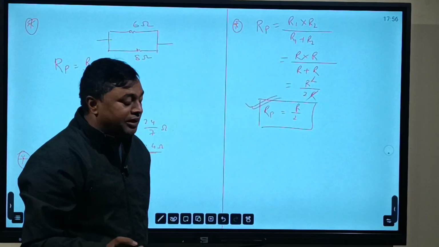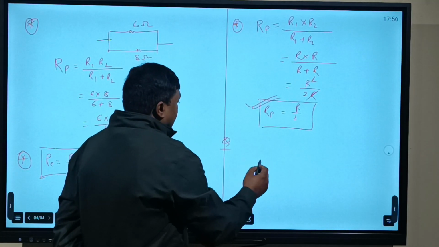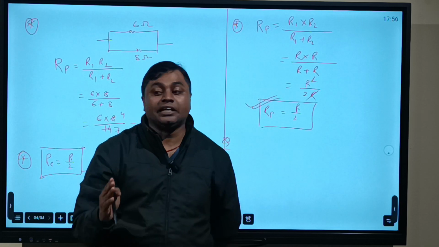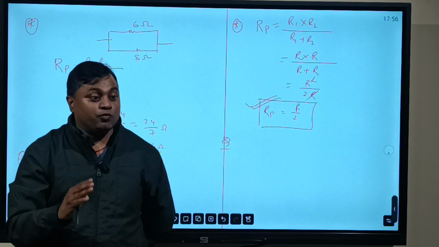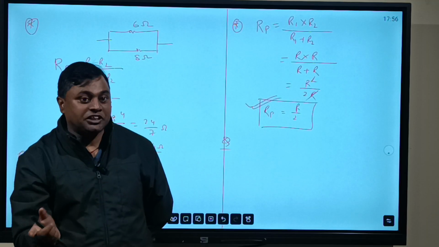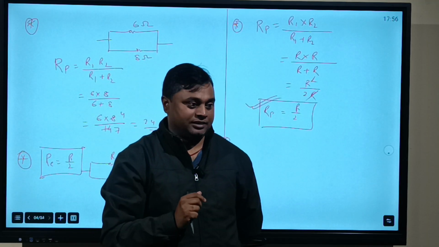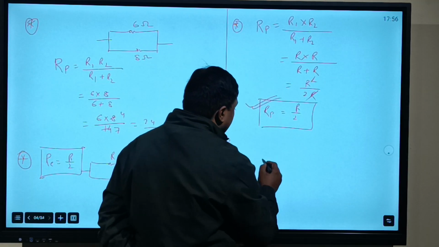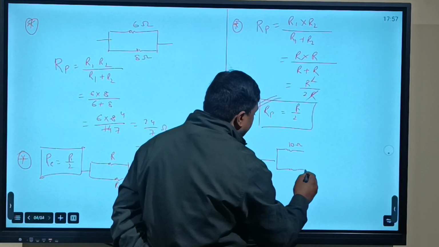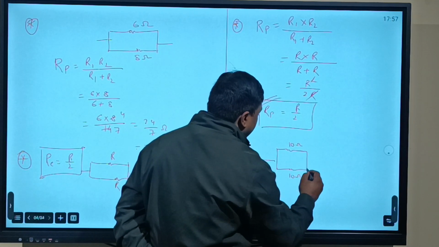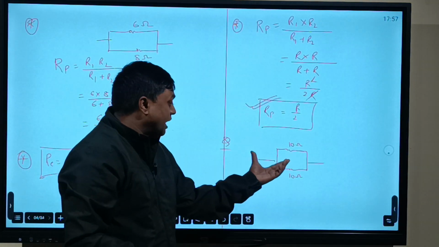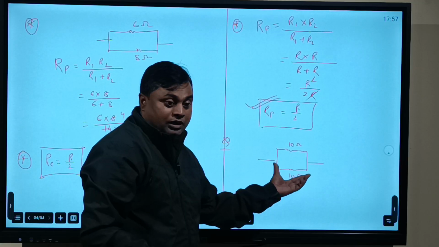In the board exam, they will give you questions like this: 10 ohm resistors are connected in parallel and 4 such connections are connected in series, and that combination is connected to a 5-volt battery. The question is like this: 10 ohm and 10 ohm are connected in parallel. This is a board question which has been asked.